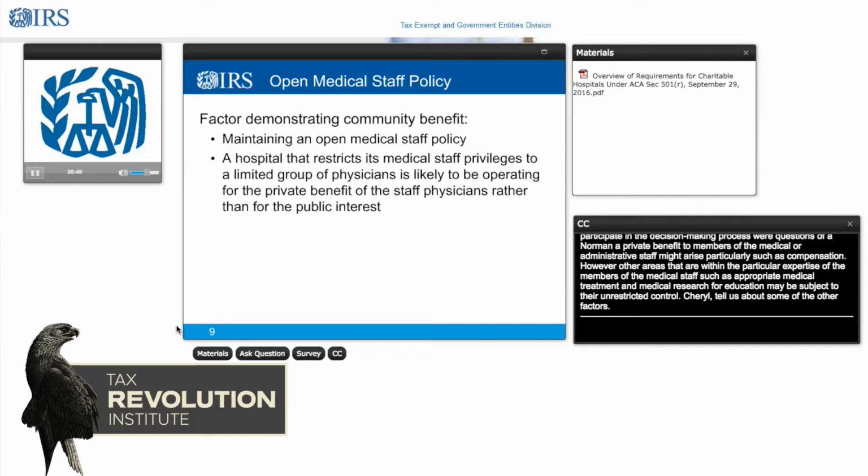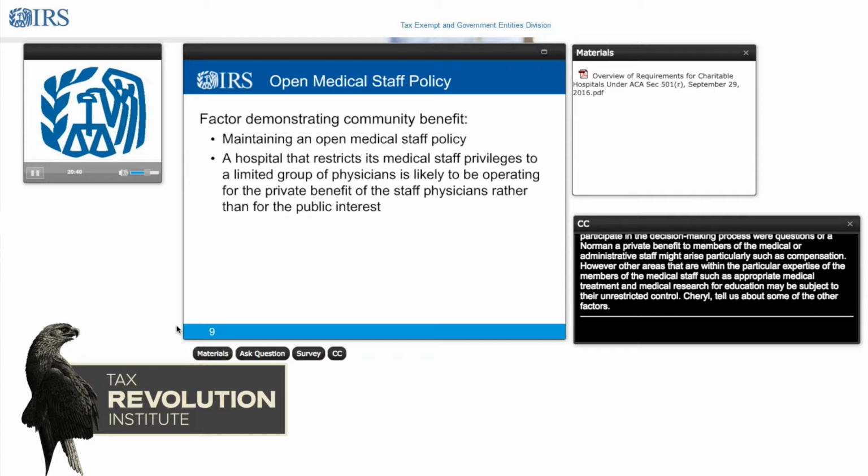Let's take a look at Section 501R2 and the definition of a hospital organization. Geoff will cover that. The final regulations define hospital organization as an organization recognized or seeking to be recognized as described in Section 501c3 that operates one or more hospital facilities.